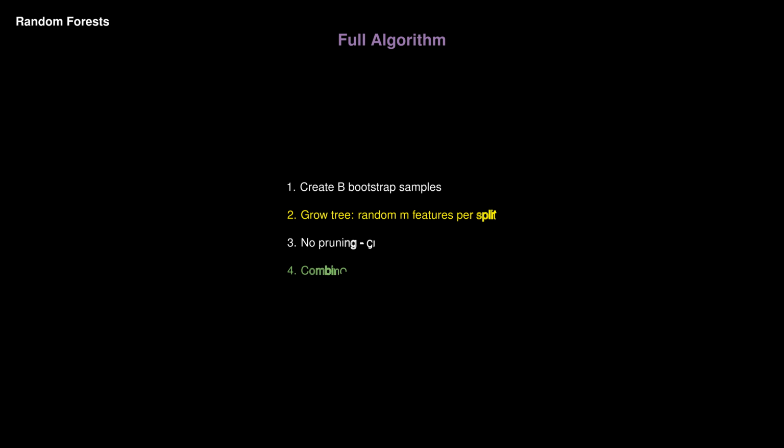So here is the full random forest algorithm. Step 1, create B bootstrap samples. Step 2, for each sample, grow a decision tree, but at each node, randomly select m features and find the best split among only those. Step 3, let the tree grow deep with no pruning. Step 4, combine all B trees by majority vote or averaging. The randomness at two levels, random data and random features, produces a powerful ensemble of diverse yet individually strong trees.